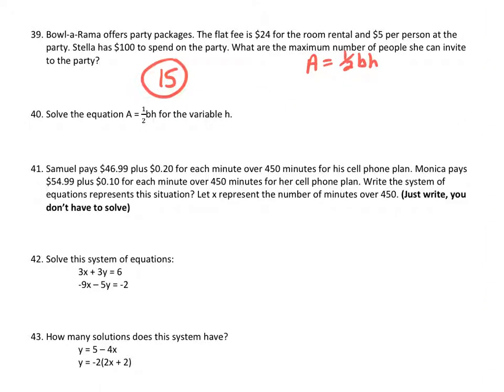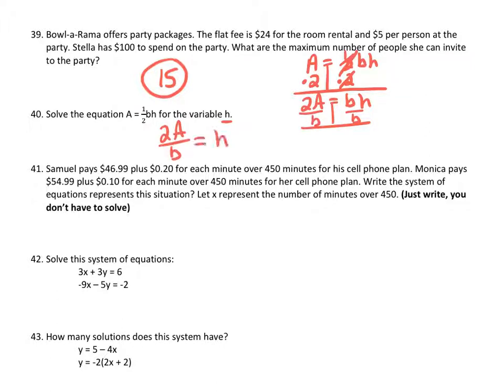Number 40, we are going to solve this for h, and that would mean doing an upside down t. We have to remember the opposite of multiplying by a fraction is to multiply by its reciprocal, and the reciprocal would be 2 over 1 or just 2. So we get 2a equals bh. And then to get the h by itself, the opposite of multiplying by b is dividing by b. So when I divide by b, I get 2a over b equals h.